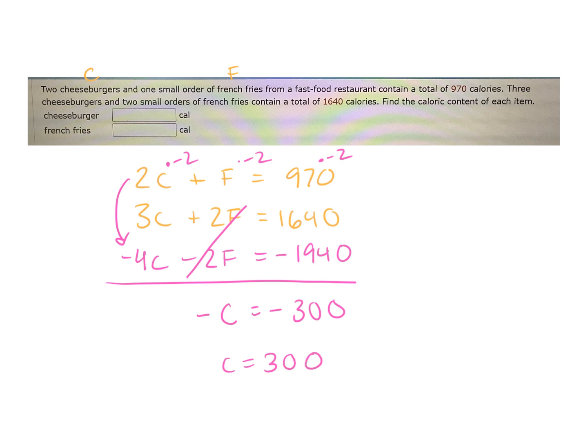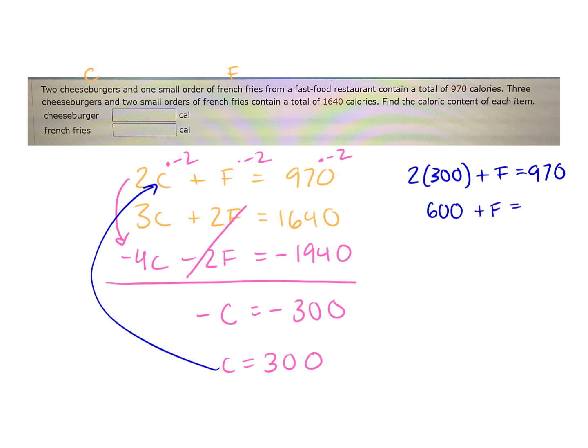How can I find F now? Plug it in. So I'm going to plug it into the first. So I have 2 times 300 plus F is equal to 970. So 600 plus F equals 970. Subtract 600 on both sides. So what does F equal? 370. So French fries are 370 calories and a cheeseburger is 300 calories.